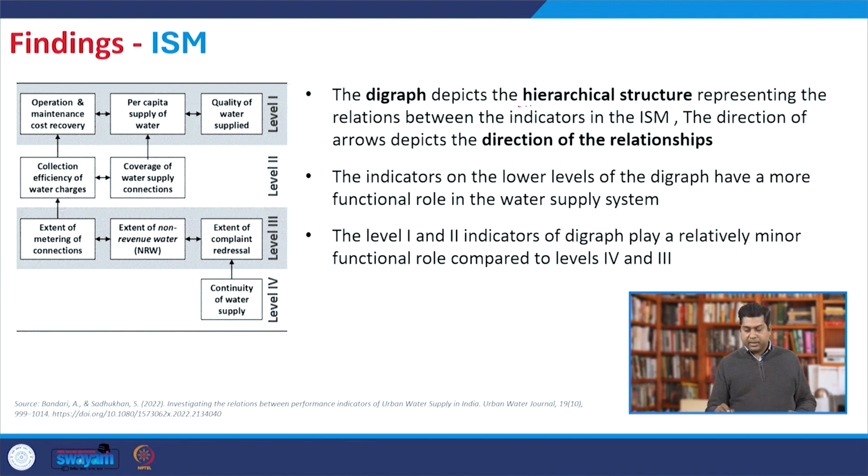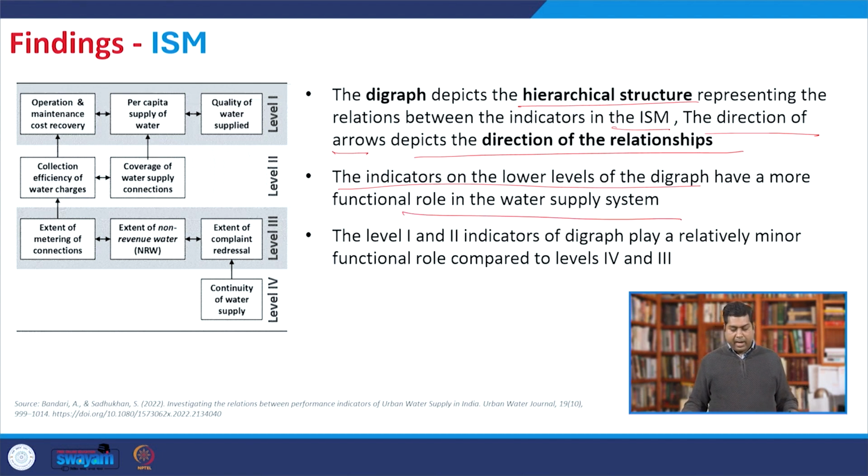The diagram depicts the hierarchical structure representing the relation between the indicators in the ISM. The direction of arrows depicts the direction of relationship. In some cases it is a double-sided arrow, so they have a relationship where both are influencing each other, and somewhere it is only unidirectional. The indicators on lower levels of the diagram have more functional role in water supply, and the level 1 and 2 indicators play a relatively minor functional role compared to level 4 and 3.